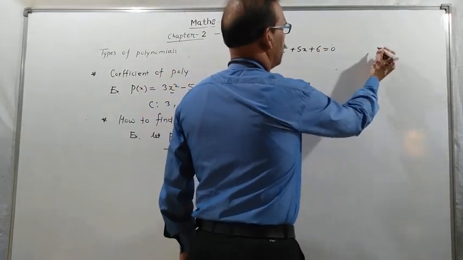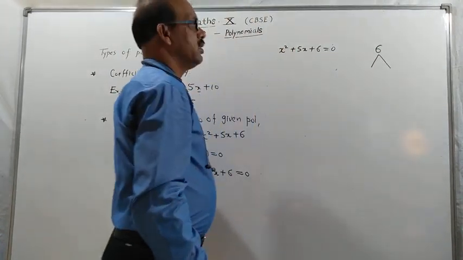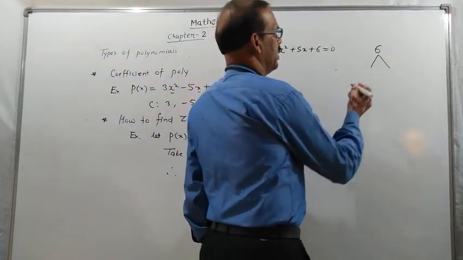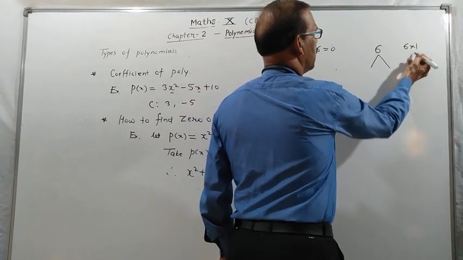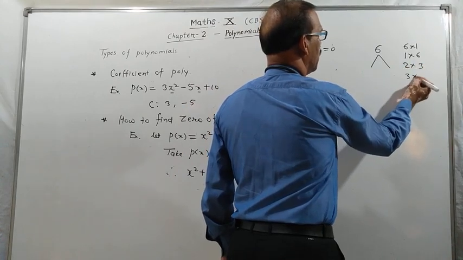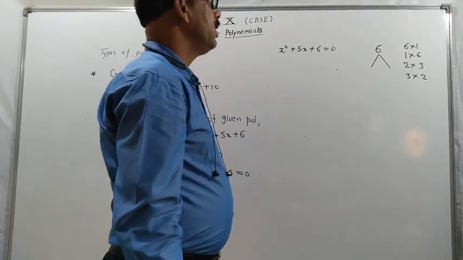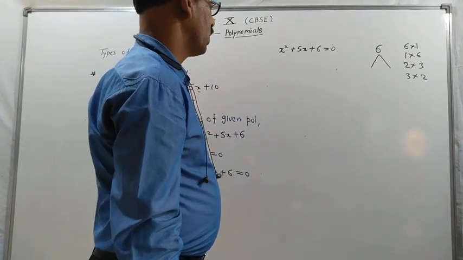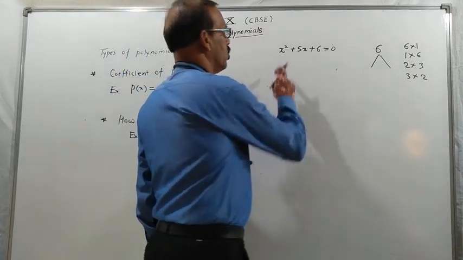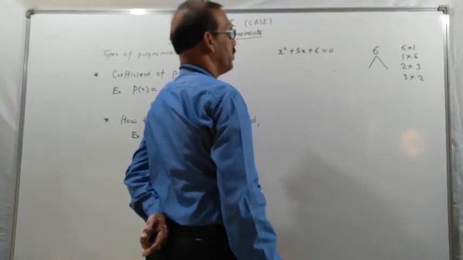We take out this constant number and try to factorize 6. We find so many factors. We know the factors of 6: 6 ones are 6, that is 1 into 6, 2 threes are 6, and 3 twos are 6. So this many factors are possible for the given number 6. Now, what is the use of these factors, and which factor is important to solve this equation and find the zeros of the given polynomial?